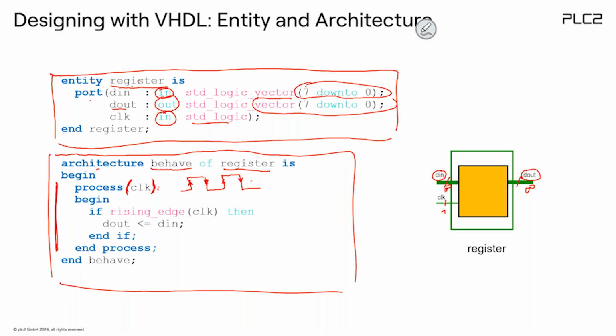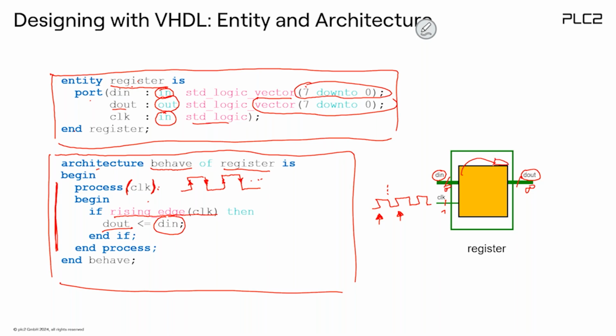Yeah, because the clock can do everything. The clock looks like this. And now you're asking here, if this is a rising edge, you're just interested in the rising edge. This would be the falling edge, but we are just interested in the rising edge. If the rising edge, then please go ahead and take the input din and transfer it to the out.